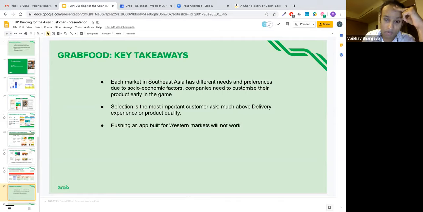Any plans for Grab to expand beyond SEA? Sorry, not the right person for this. That's a question for Grab's leadership.